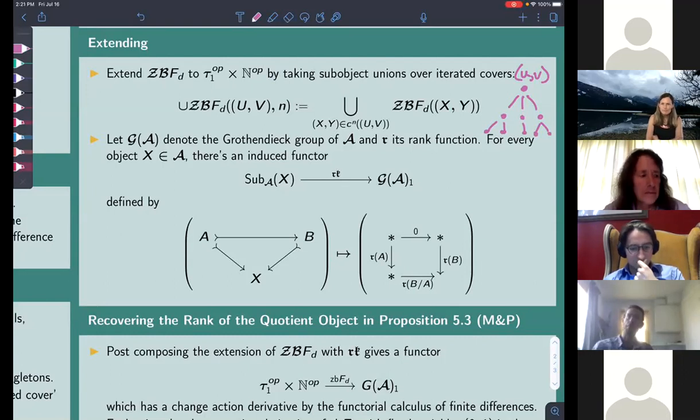And then if we let GA be the Grothendieck group of A and frac R its rank function, for every object, there's an induced functor out of the subobject lattice into the arrow category of the Grothendieck group, which is defined like so. So if you have a monomorphism from A to B, then the rank of B is the rank of the quotient B over A plus the rank of A, and that's what this square is telling us here.